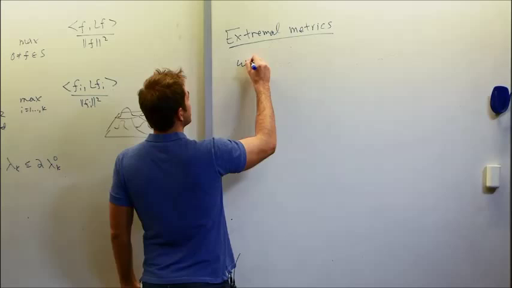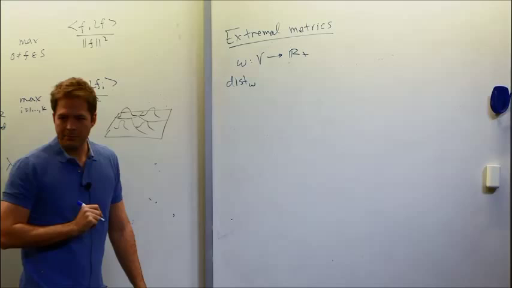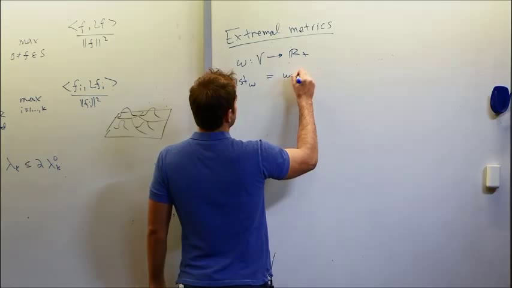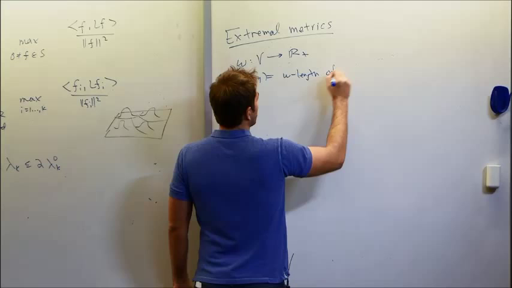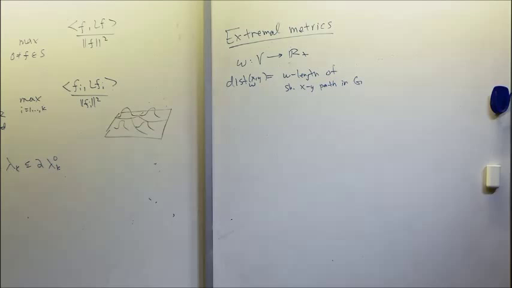So I have a weight function on the vertices, and associated with this weight function, I can look at the lengths of shortest paths in the graph. So the distance between x and y will be the w-length of the shortest xy path in G. This is how I'll think about deforming the graph. I can put weights on the vertices, and it makes certain things farther apart and certain things closer together.